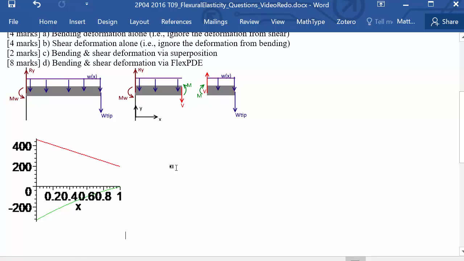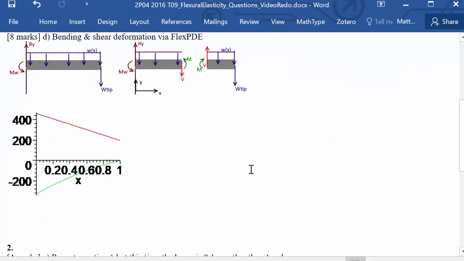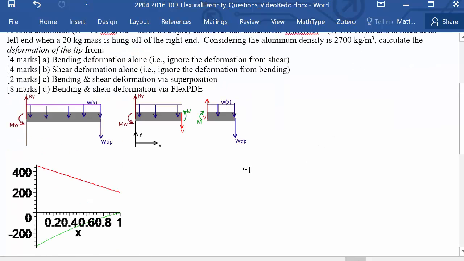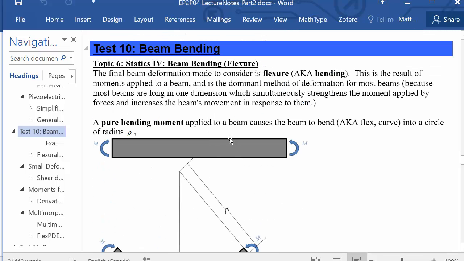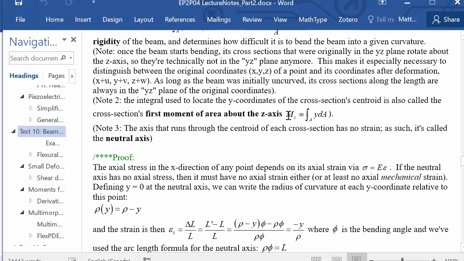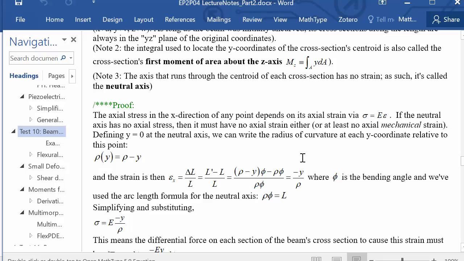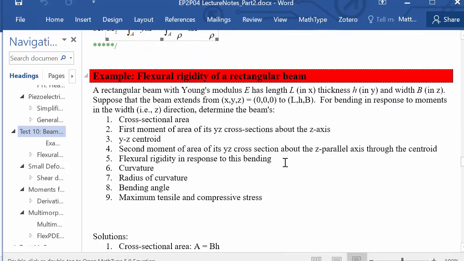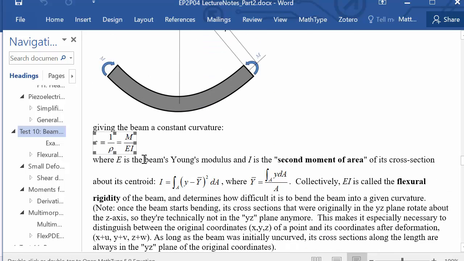So, a couple of things. Bending deformation alone is calculated through a series of things that go through the curvature. So if we jump over to the lecture notes here, then you can see the basic setup of this right at the beginning of the beam bending section. And then essentially what they're getting at is this derivation that we've ended up with, with how the bending moment relates to curvature.